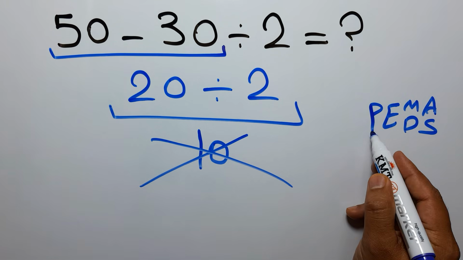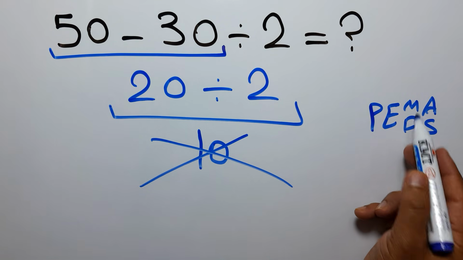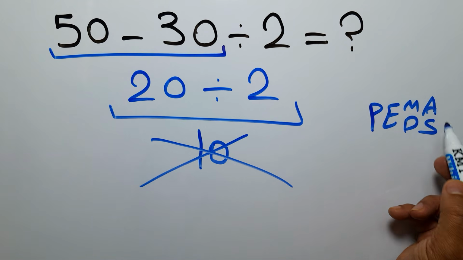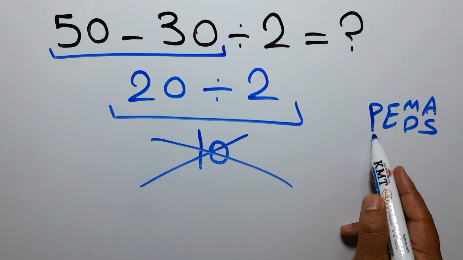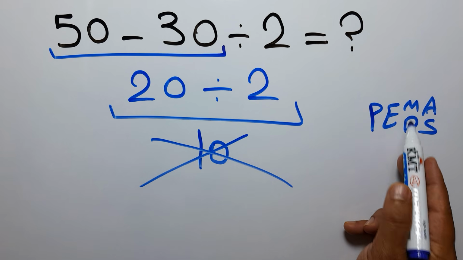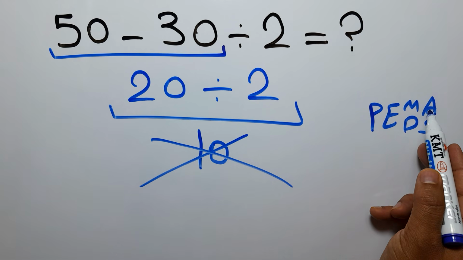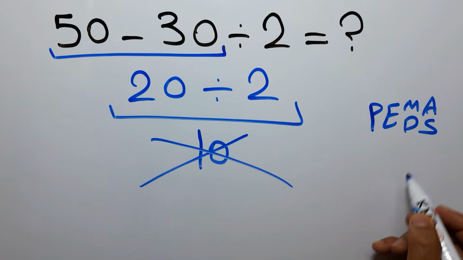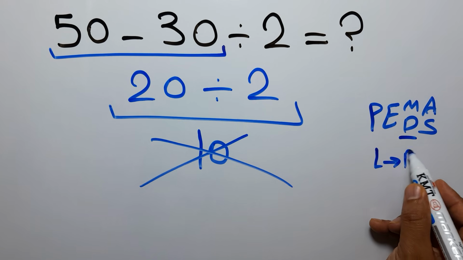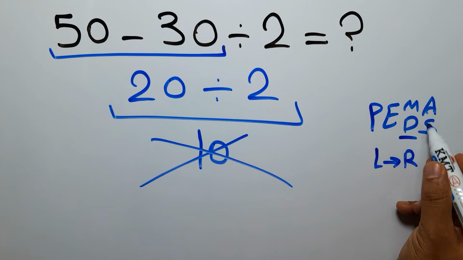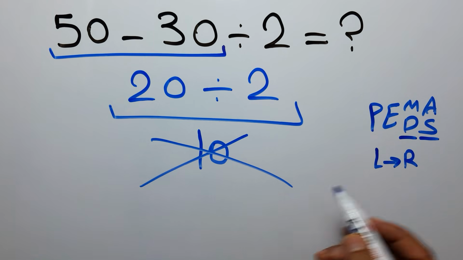P stands for parentheses, E stands for exponent, M and D stand for multiplication and division, and A and S stand for addition and subtraction. First, we have to do parentheses, then exponent, then multiplication or division, and finally addition or subtraction. Remember that multiplication and division have equal priority and we have to work from left to right. And the same applies to addition and subtraction.